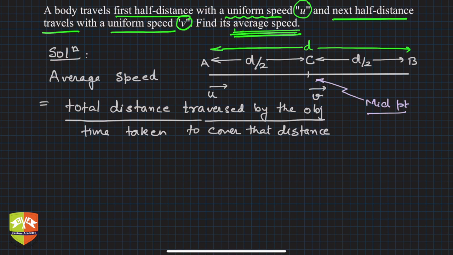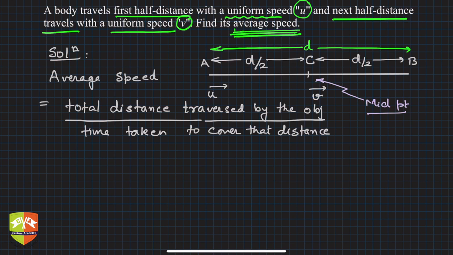So the total distance traveled I know in terms of D, but for the total time, how to go about it? We don't know anything about the time. Are the two times the same? I don't think so. Why? Because the velocities are not the same, and they are covering the same distance, so time need not be the same.